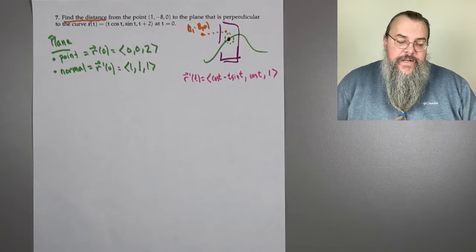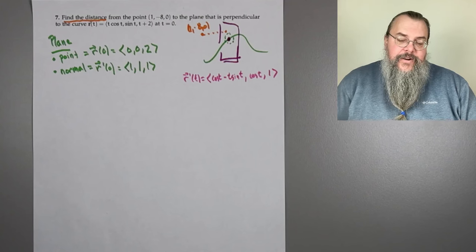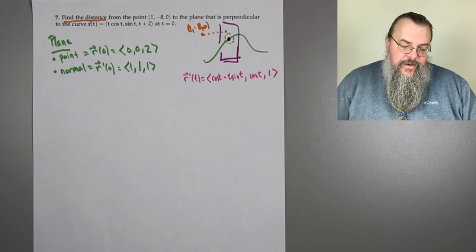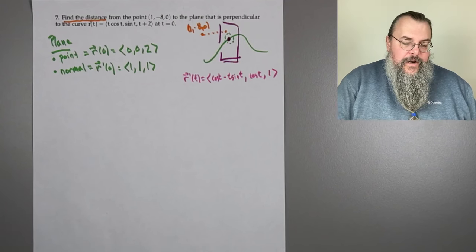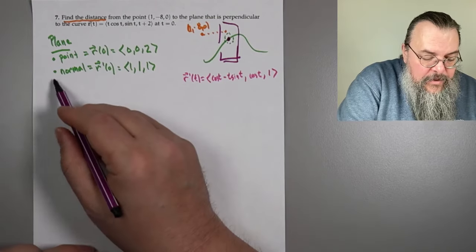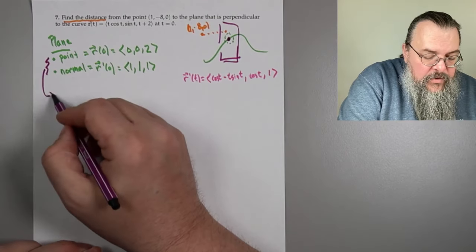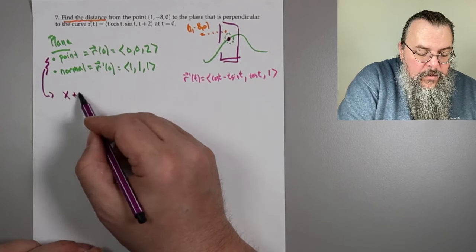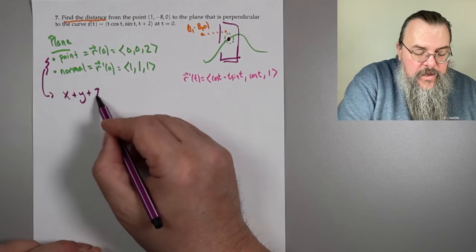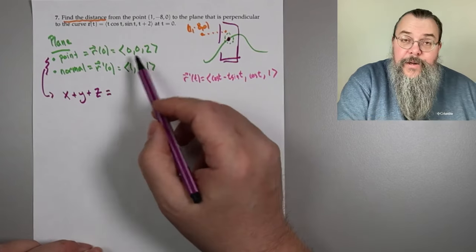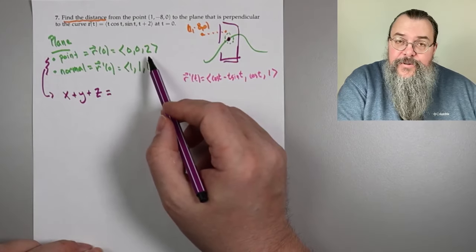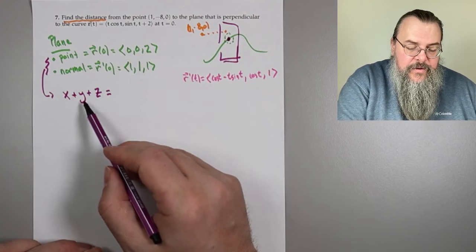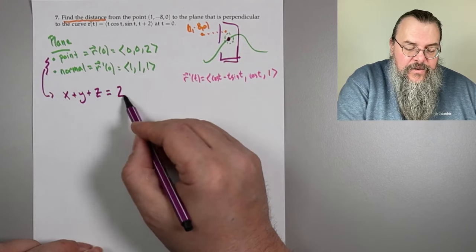Now that we have our point and our normal, we can write down our plane. So here we go, our plane looks like the following. The normal gives us our coefficients: 1 times x, 1 times y, 1 times z equals, plug in 0, 0, 2, 0 plus 0 plus 2, 2.